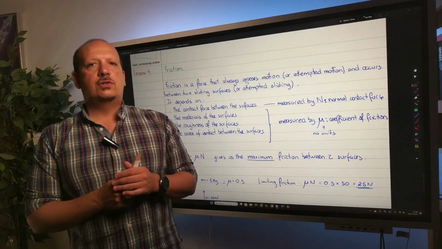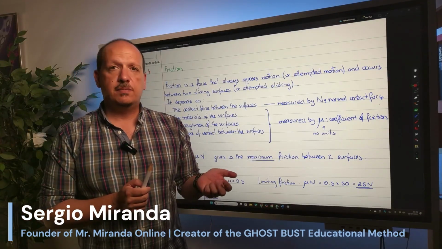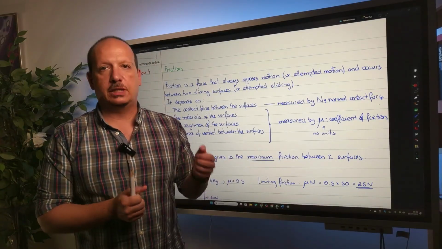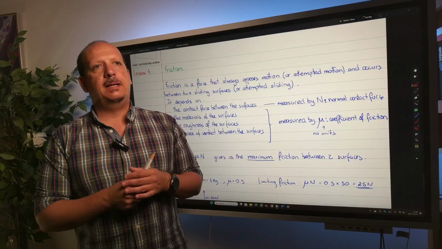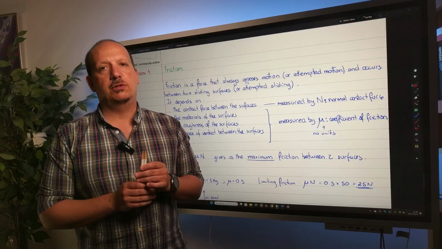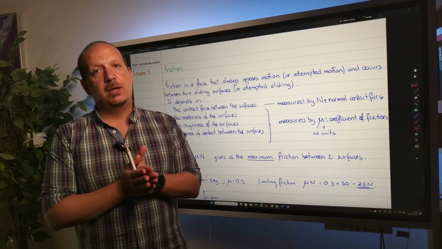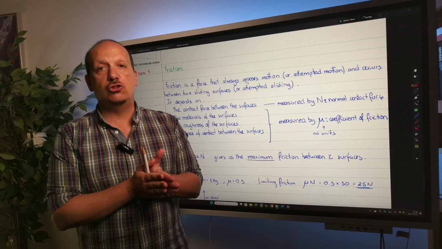Until now, we've been talking about forces, and we mostly talked about the weight, any driving force of an object. We talked about the normal contact force between two surfaces. We talked about tensions, and that was mostly it. But we are forgetting a very important force that happens every time you have two objects in contact that are trying to move one against the other or actually moving.